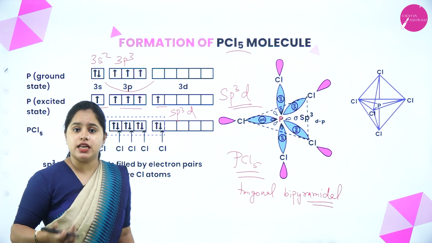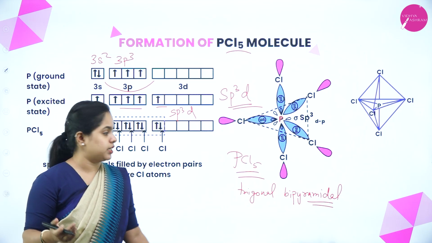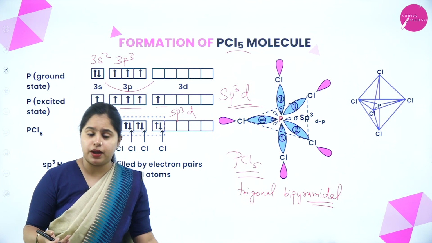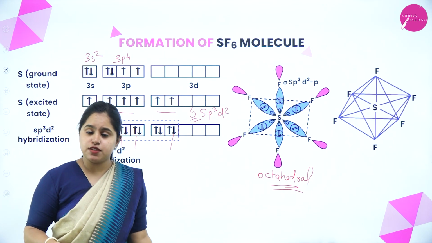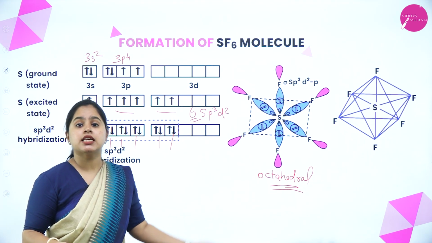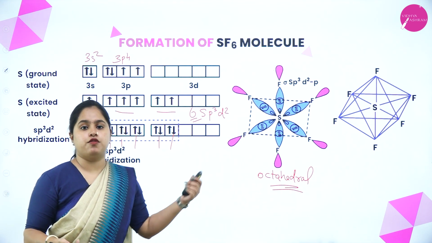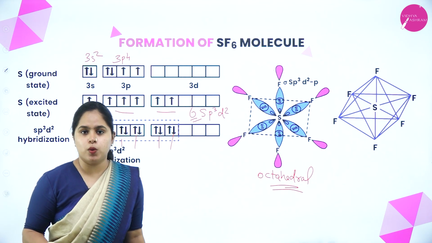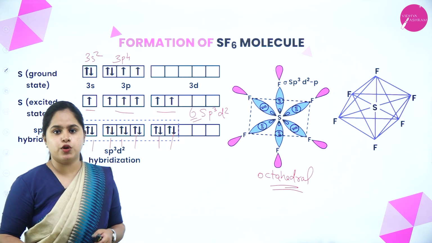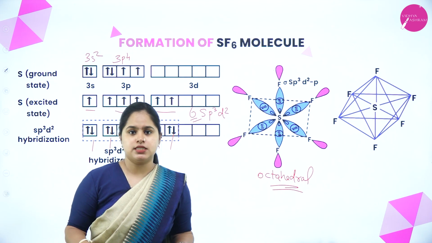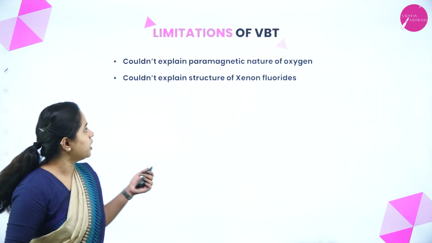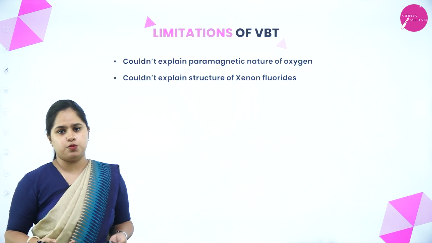So, in the case of PCl5, it is sp3d hybridization. Hence, the shape is trigonal bipyramidal. And in the case of the SF6 molecule, it is sp3d2 and it forms an octahedral shape. So, I hope the 2 examples are clear for you, which involve d orbitals as well. Right. Now, coming on to the limitations of valence bond theory.